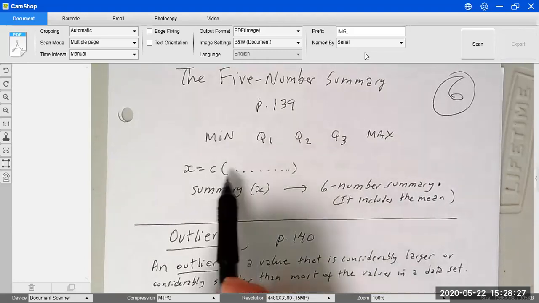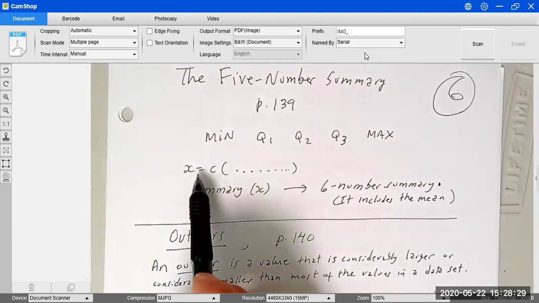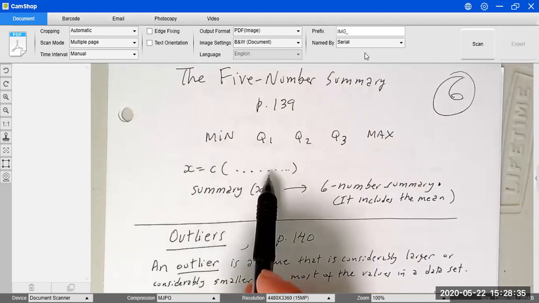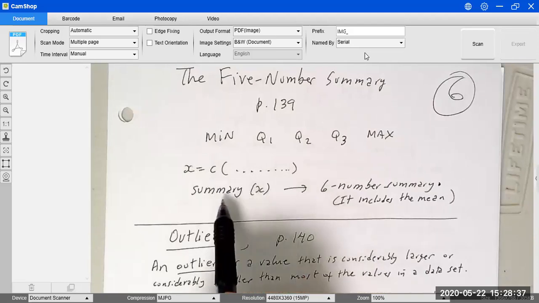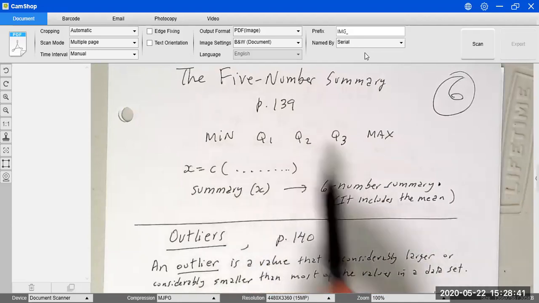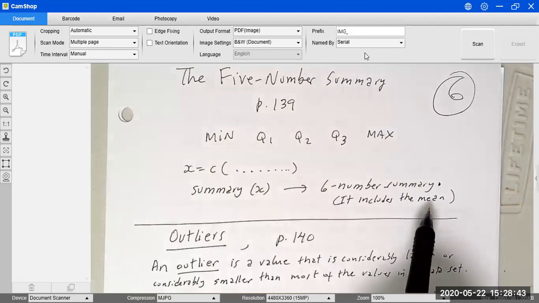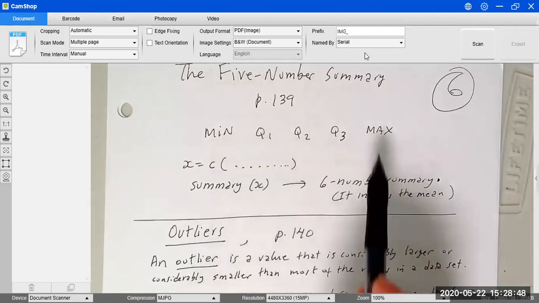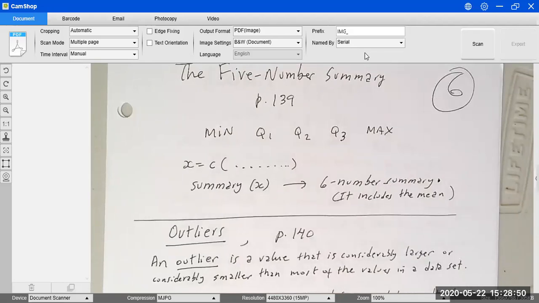So you can also get those values if you just, again, define your variable x as a collection of values, and you enumerate all the individual values, and then you use the command summary of x. You're going to get 6 numbers instead of 5, but the extra number is going to be just the mean. So in addition to these 5 numbers, you're going to get also the mean.